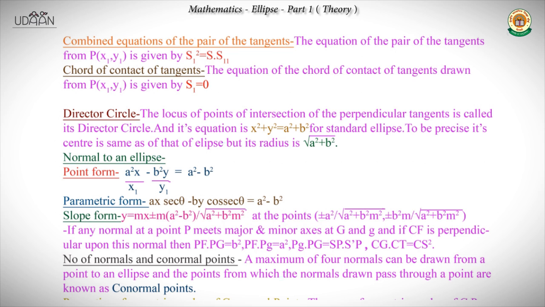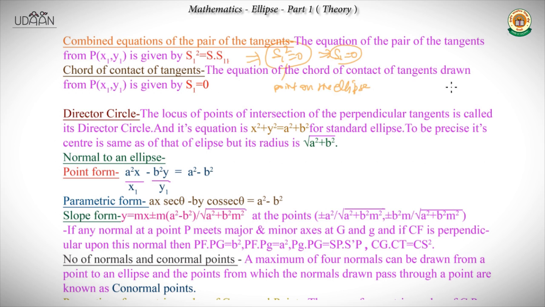Now, what will happen if the point is on the ellipse? We know that S11 will be equal to 0. So this equation turns into S1 square equals 0. That is, S1 square will be equal to 0 if the point is on the ellipse, which implies S1 equals 0. We know the tangent is also given by S1.